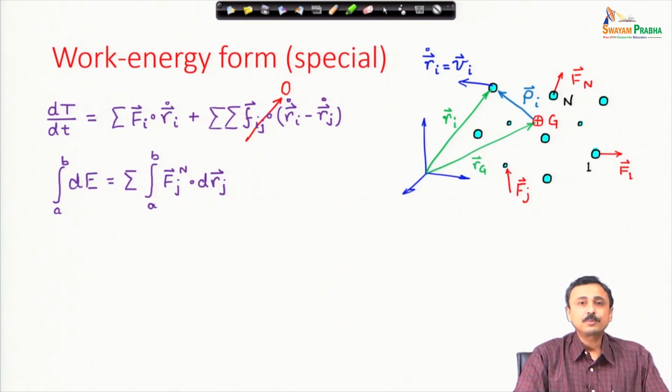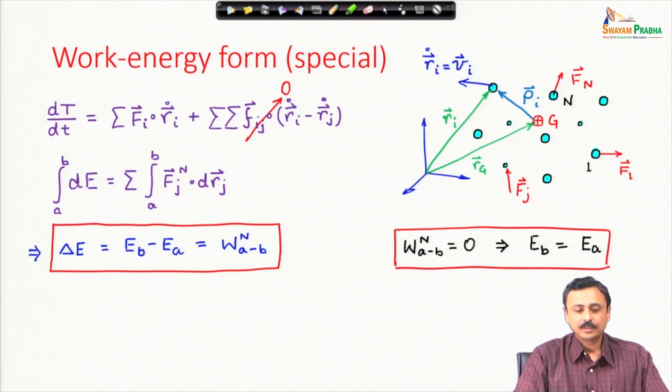This is our final expression. Therefore, the change in energy dE integrated from A to B is equal to the summation of the work done by the non-conservative forces as the system moves from state A to state B. After performing the integral, I have that the change in the total mechanical energy of the system is equal to the work done by all non-conservative forces as the system moves from state A to state B. If there are no non-conservative forces or these non-conservative forces do no work, then the total mechanical energy of the system is conserved.